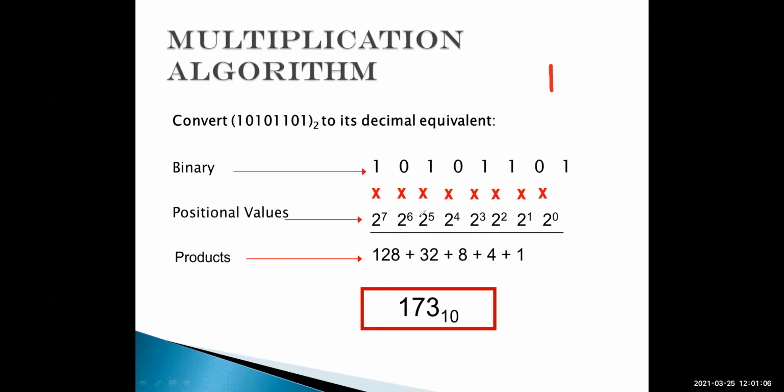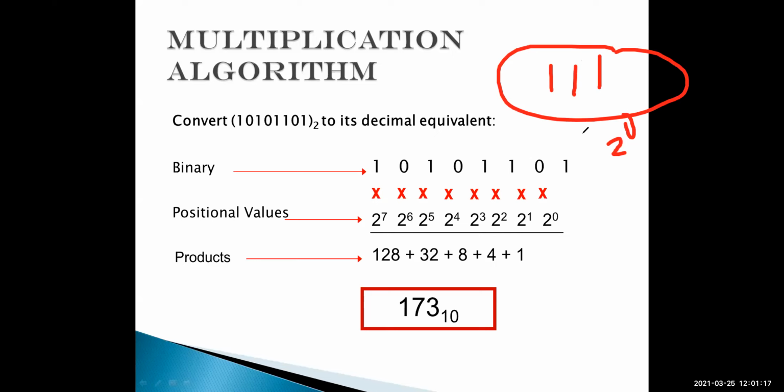Suppose that I am again taking a very simple example: 1, 1, 1. Below the first 1, I will write 2 raised to 0. Second digit, 2 raised to 1. And third digit, 2 raised to 2. So 2 raised to 0 means 1, so 1 multiplied by 1. That's why I'm writing 1 here.